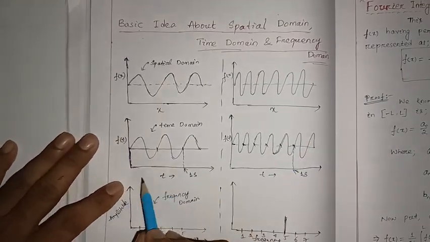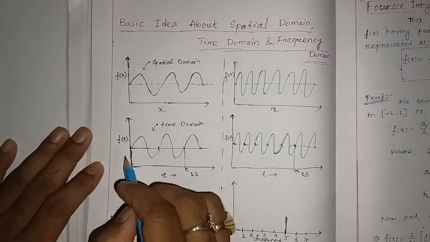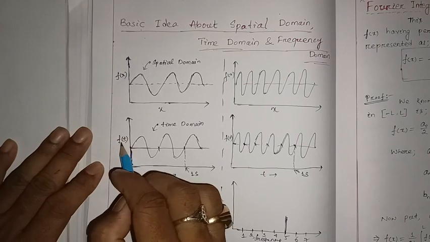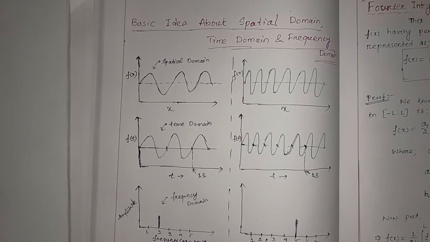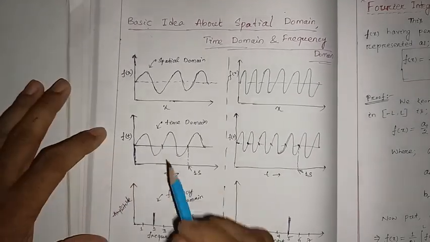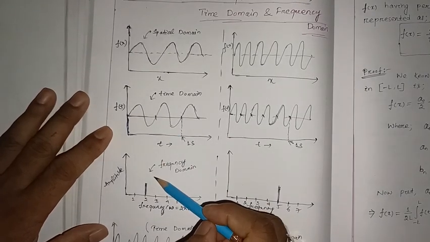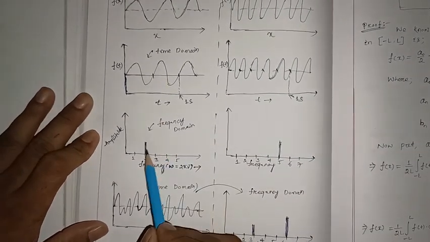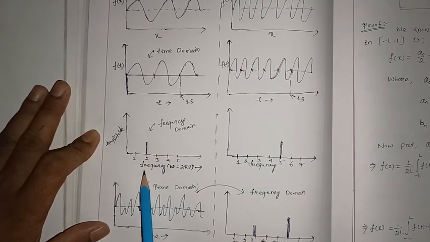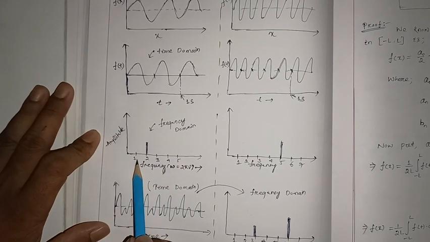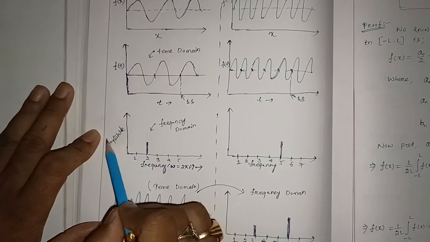Then time domain means the variation along the x-axis is your time, and the representation along the y-axis is the corresponding f of t, the sinusoidal wave. Okay, so this is your time domain. Now if we consider the corresponding frequency domain, then the frequency domain will be like this. Along the x-axis we consider the frequency, variation of frequency 1 2 3 4, and along the y-axis the amplitude.